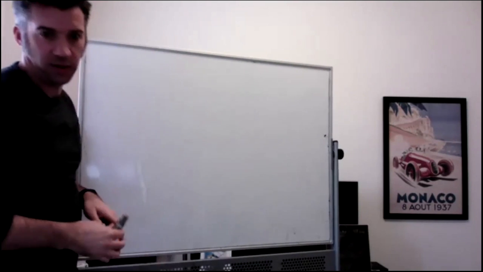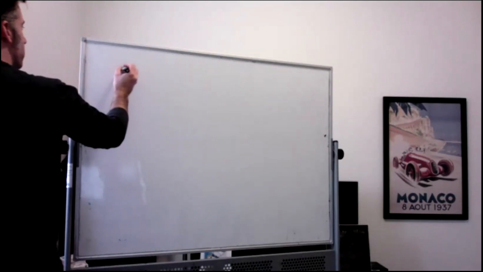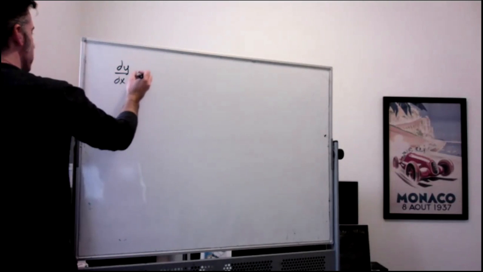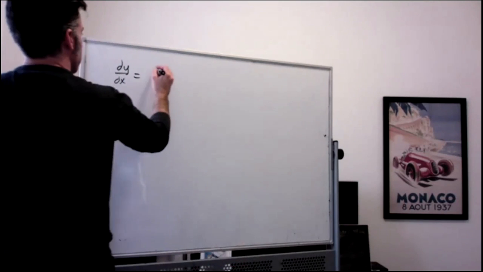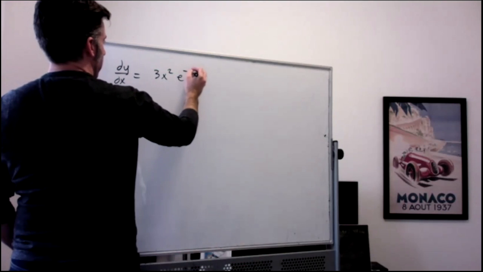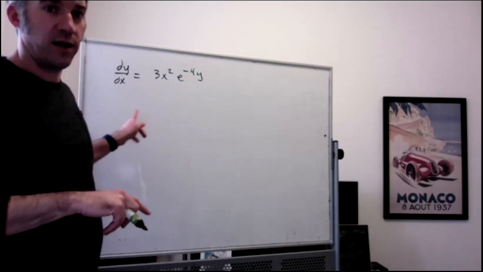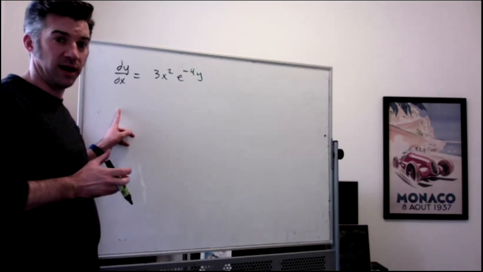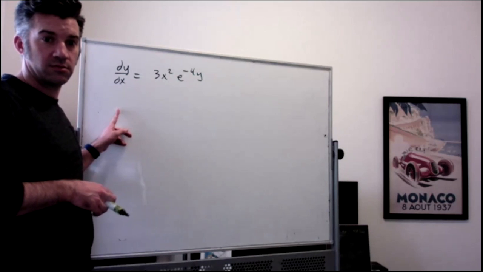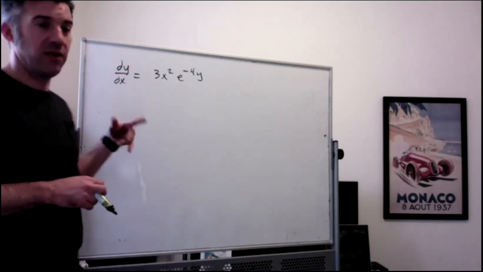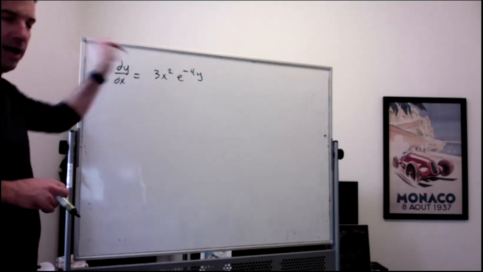So we could ask the question to maybe solve something like the following differential equation. dy/dx equals, that's really raining outside, 3x squared e to the negative 4y. Okay, so what variable has to end up on the left? X's or y's? Whatever's on top of the derivative has to be the thing that ends up on that side. So y is on the left, x is on the right.